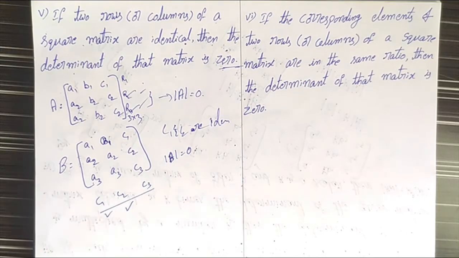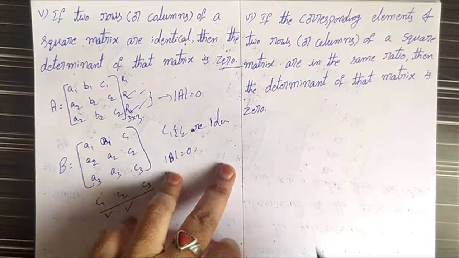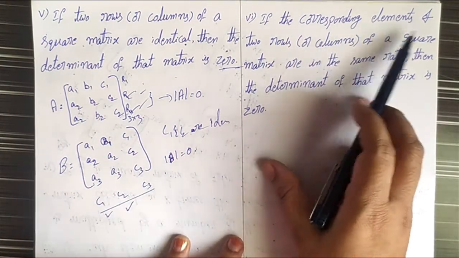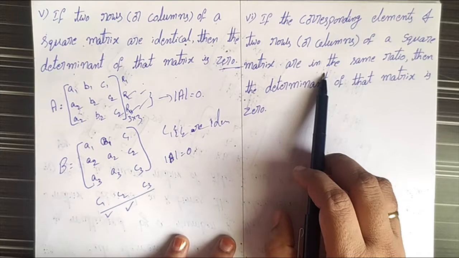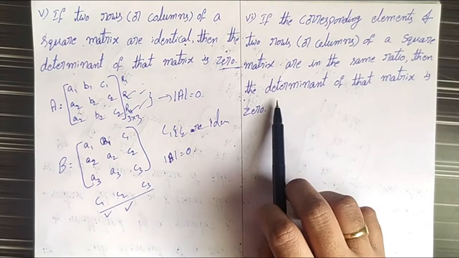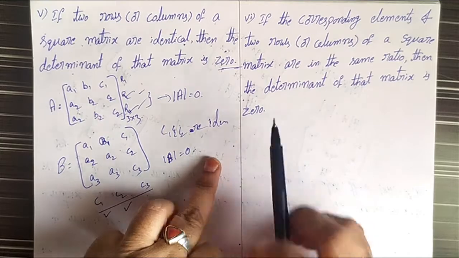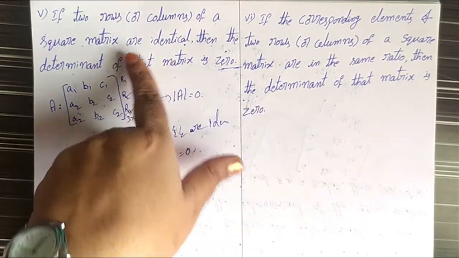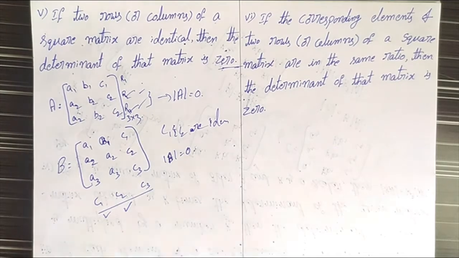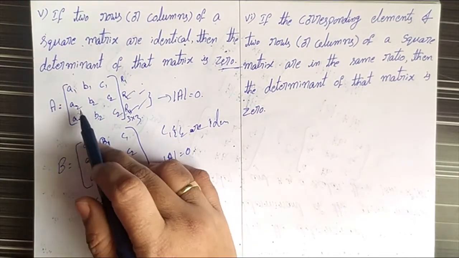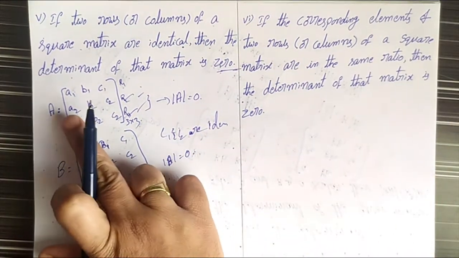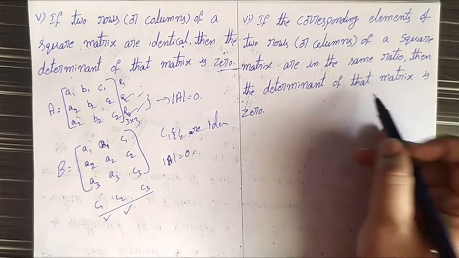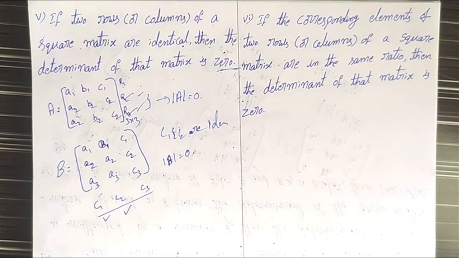Next we will go to the sixth property of the determinant. That property is if the corresponding elements of two rows or columns of a square matrix are in the same ratio, then the determinant of that matrix is 0. This property is similar to the fifth, but in the fifth property the two rows or two columns are identical, while in the sixth property any two rows or any two columns are in the same ratio.